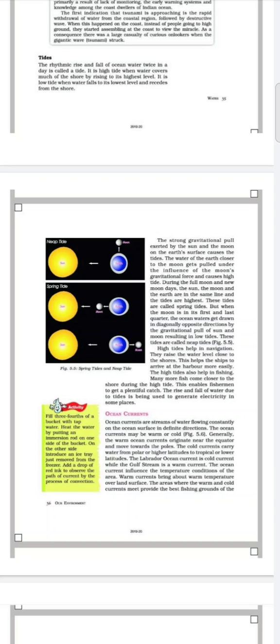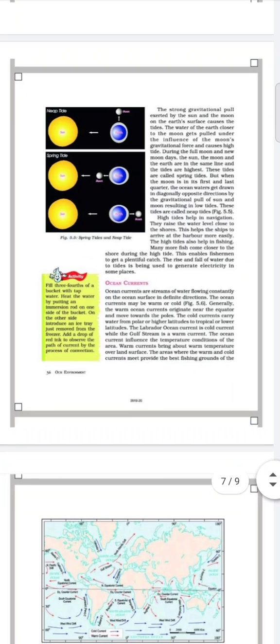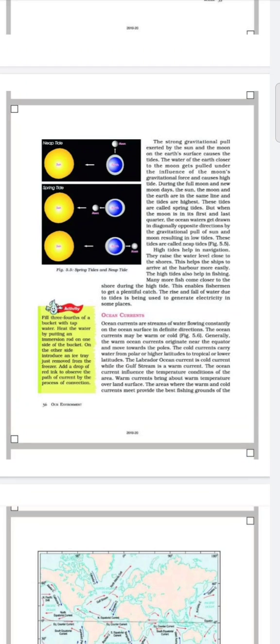Then currents. A current is like a huge river within an ocean, flowing from one place to another. Currents are caused by differences in temperature and salinity, and by winds also. They are responsible for a vast amount of the movement of the water found in the earth's oceans.